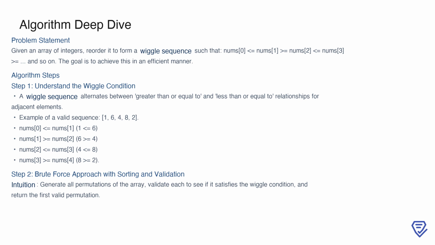The goal is to rearrange the given array into this pattern efficiently. To begin, we can think about a brute force approach. The idea would be to generate all possible permutations of the array and validate each one to check if the wiggle condition is met. While this approach ensures we find a correct solution, it is computationally expensive, and we will explore its steps and limitations in detail.